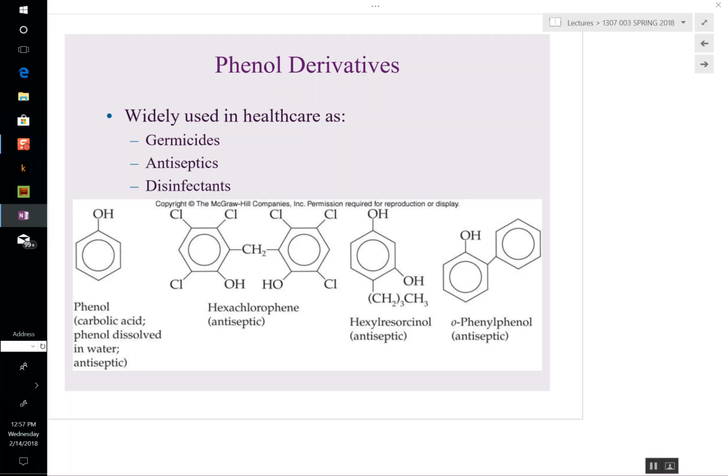All right. So there's your phenol, and in the ortho position, you have a phenyl. Okay. That's how it's getting that name.